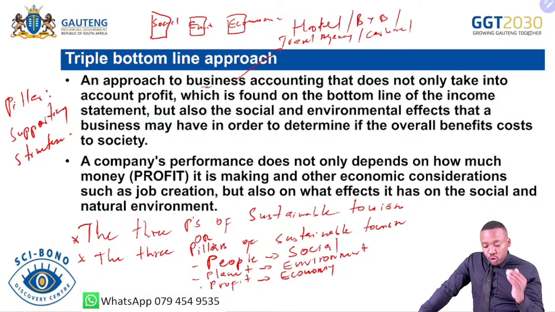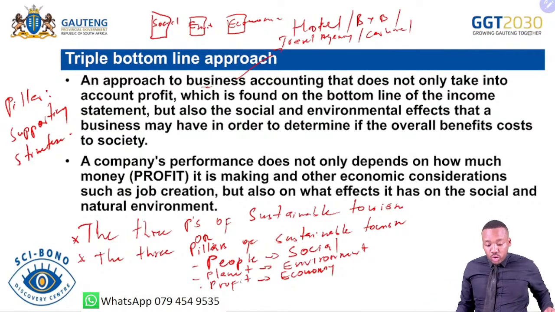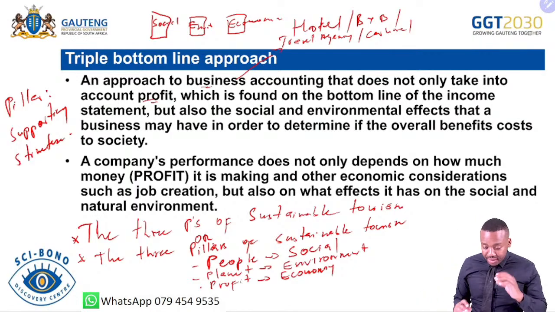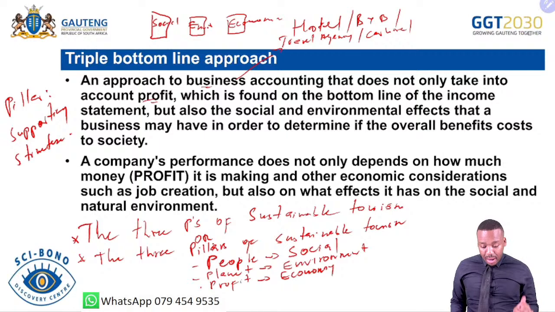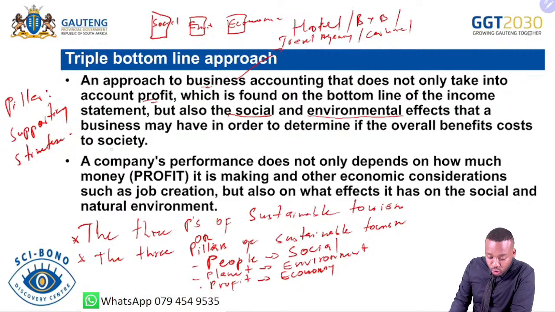It is an approach to business accounting that does not only take into account profit, because profit is found on the bottom line of an income statement, but also the social and the environmental effects that a business may have, in order to determine if the overall benefits cost the society.